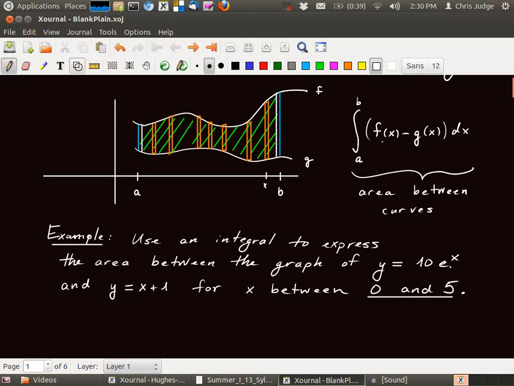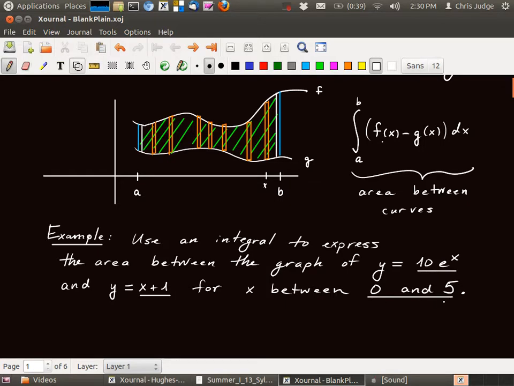At x equals 5, certainly this is growing very fast. And at x equals 5, it's going to be much bigger than what happens here, which is 6. E to the 5 is huge. This is growing exponentially, this is just growing linearly. So because this one is larger at 0 than this one, we expect that that'll continue. And so we expect that 10 times e to the x is larger than x plus 1 on this interval.